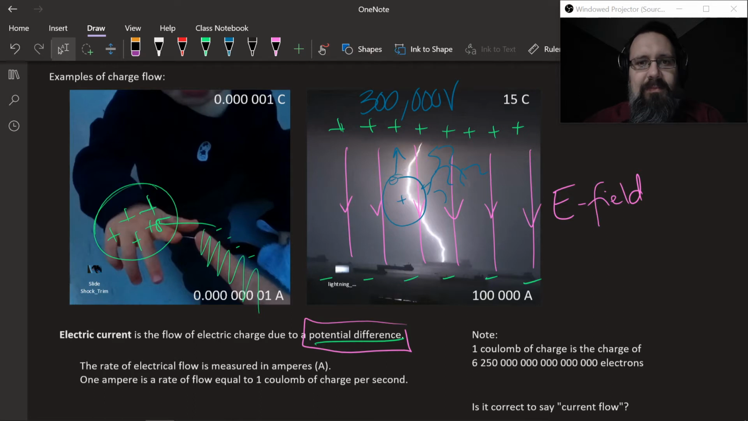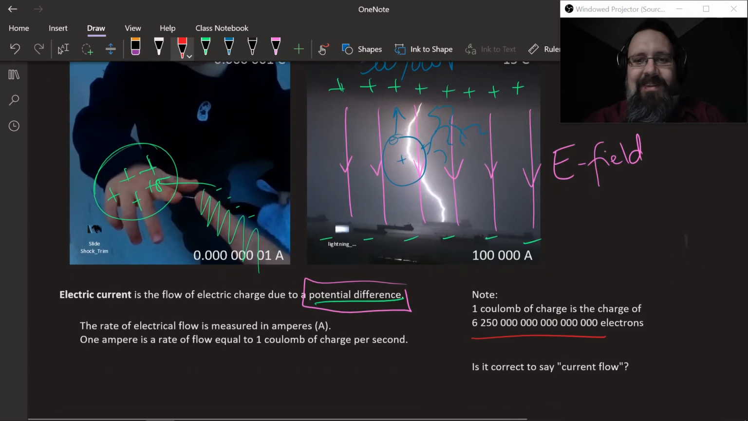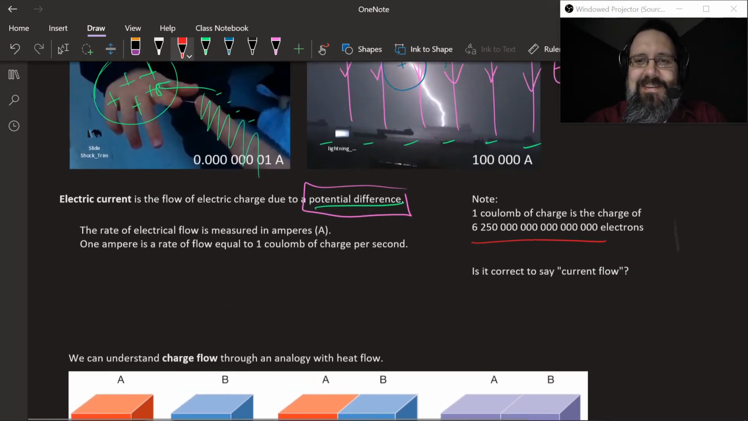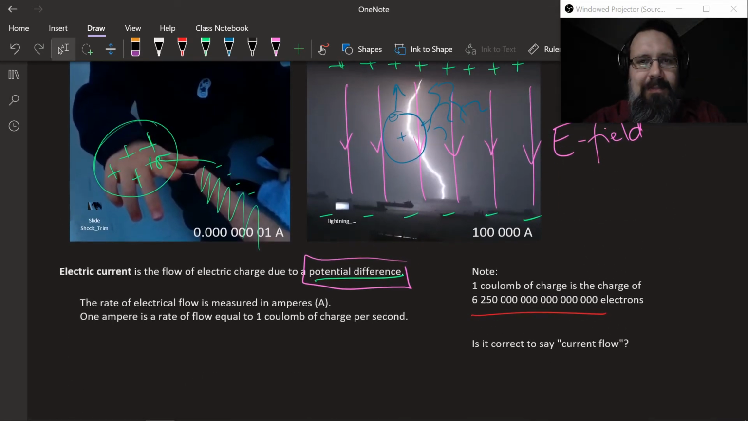I looked it up, and that number is 6,250 quintillion, and then all the rest. Oh, this one? What the 1 Coulomb thing is, yeah. Oh man, that's just a huge number. Thanks for sharing that, Ben. That's crazy. Welcome.